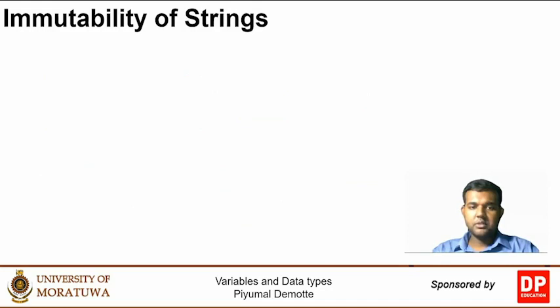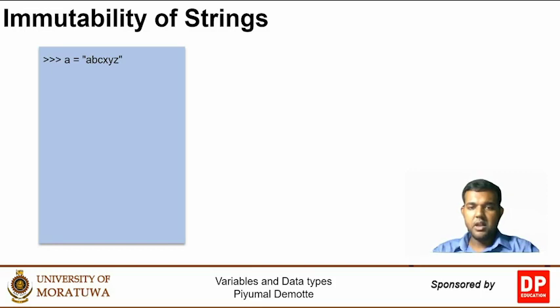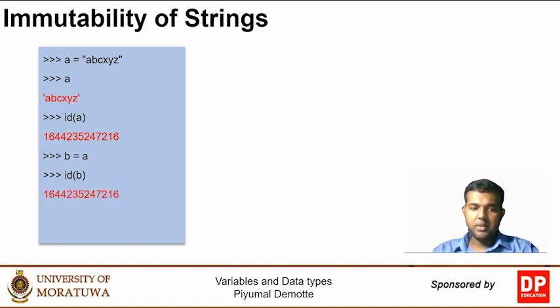Let's try to understand the immutability of strings. Here I have created a string object with value abcxyz and have assigned it to the variable a. You can retrieve the value of the variable a, which validates the value assigned to variable a. If we check the identity of the variable, it will return a memory address, which is an integer. Let's assign variable a to the new variable b and check the identity of b. The identity of b will be the same as a.